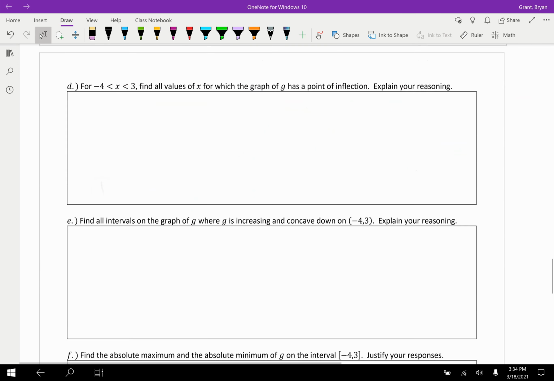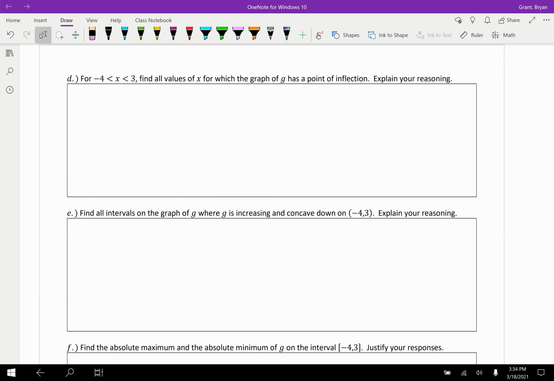All right, 3 problems to go, and they actually all somewhat connect to each other. So let's see what we can do. For -4 to 3, find all values of x for which the graph g has a point of inflection. We've done this before, and we've already found g double prime, which is in charge of our inflection and concavity. So g double prime of x is the same as f prime of x, and we want to determine where each of those are 0 or do not exist. So, looking at this, we'll just put it all together, or does not exist. Let's go ahead and list those values.